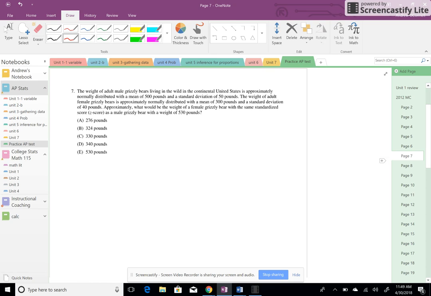This one gave people trouble. You're used to normal distribution problems, but this one really relies on z-scores. So the weight of an adult male grizzly bear living in the wild of the continental U.S. is approximately normally distributed with a mean of 500 pounds. I'm not going to use X-bar. Mean of the males, 500 pounds. Standard deviation of the males, 50. The weight of an adult female grizzly bear is about 300 pounds and a standard deviation of 40.